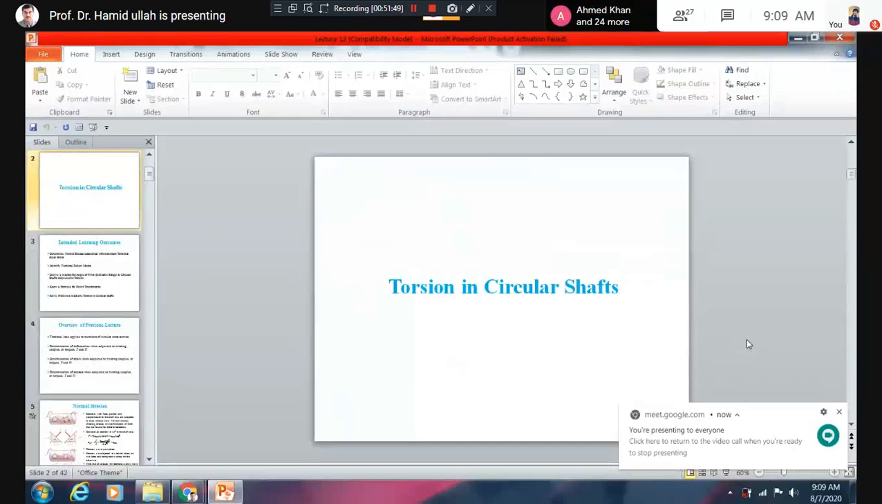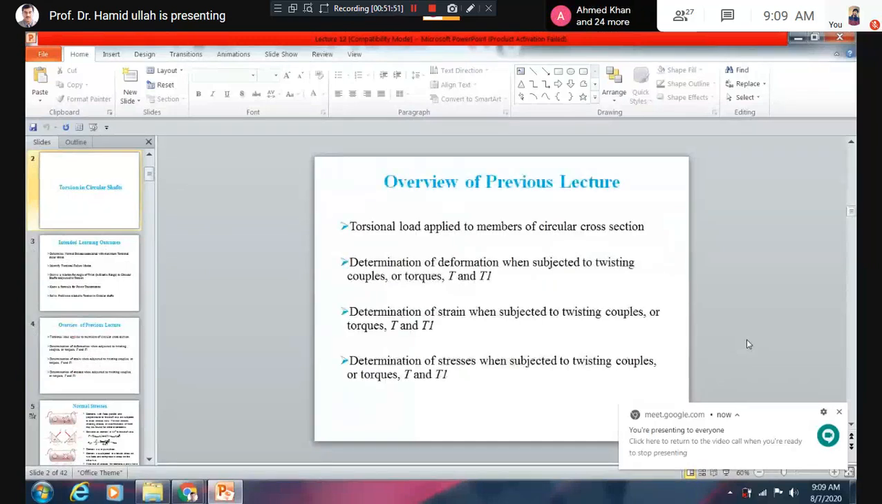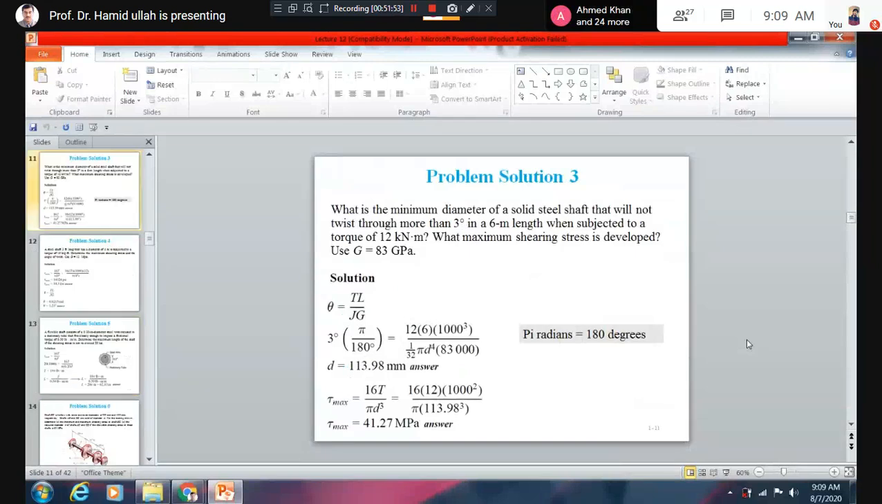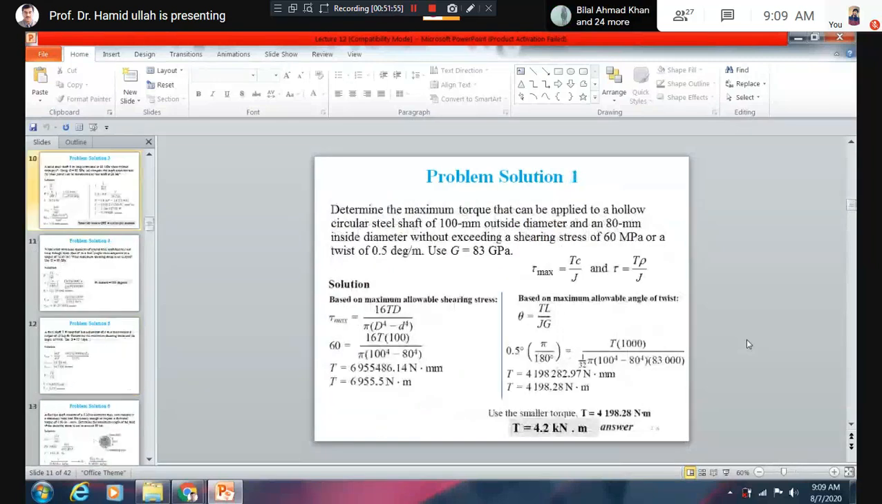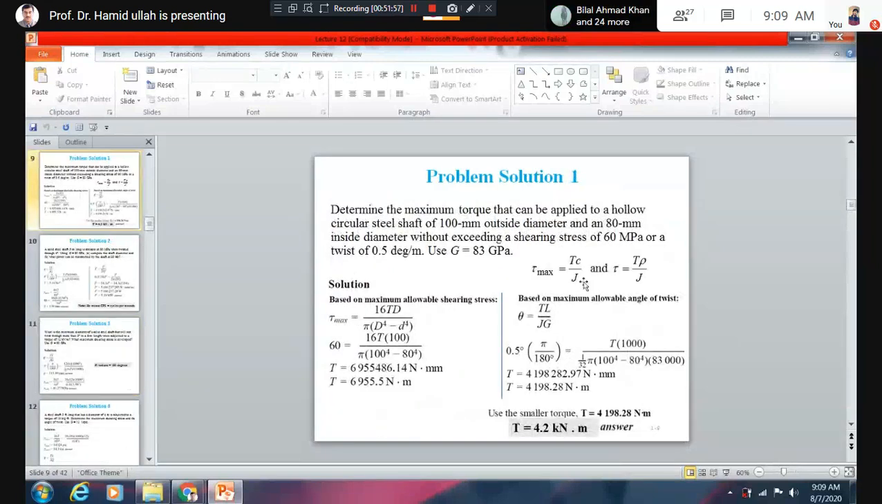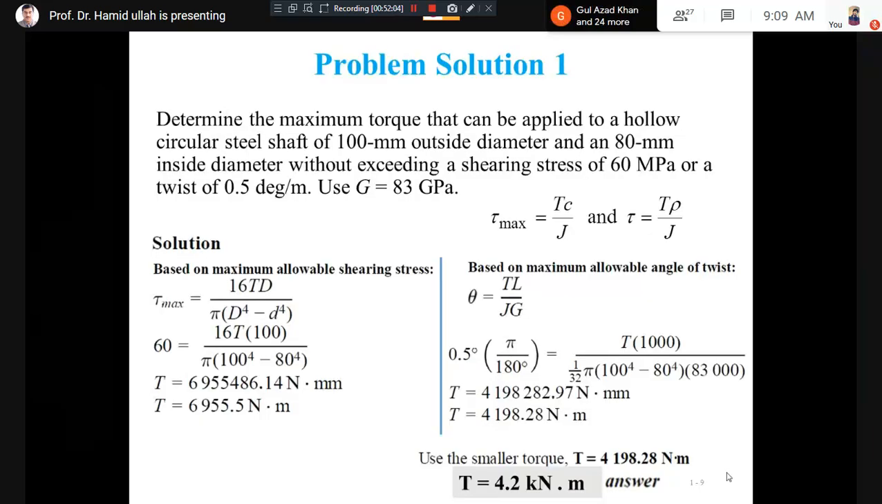First numerical. Let me take the one. So they say, okay, what is your question? My question is that they're asking for the maximum torque, and we chose the smaller torque in the final answer. This is a good question, but it is the maximum safe torque, okay?